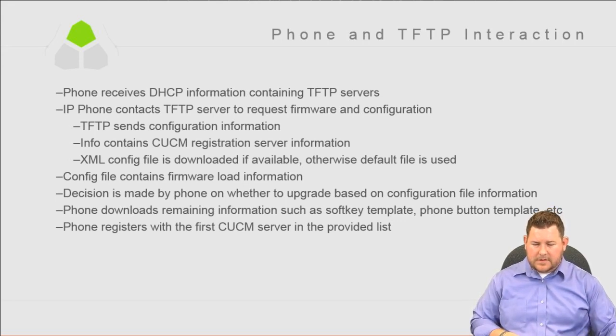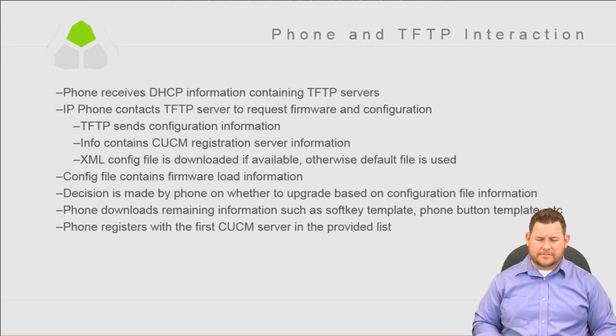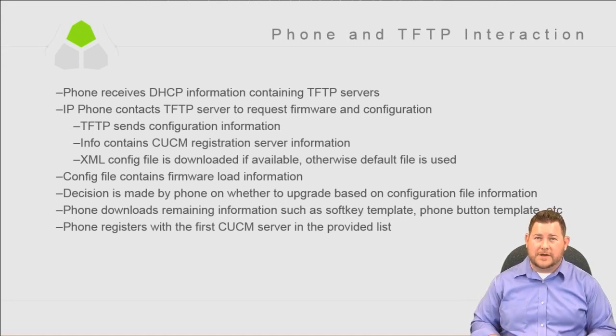So the next thing that it does after it gets the configuration file, it's got to download the soft key template, phone button template, any other specific configuration that you have on there, and then the phone will register with the first CUCM cluster in the list. You can have a couple different clusters in there. I don't remember the exact number, but I think it's up to 3 or 4. But if you have an SRST reference, which we'll talk about later, survivable remote site telephony reference, that will show up as the last server in your TFTP list on your phone if you go look through the settings.